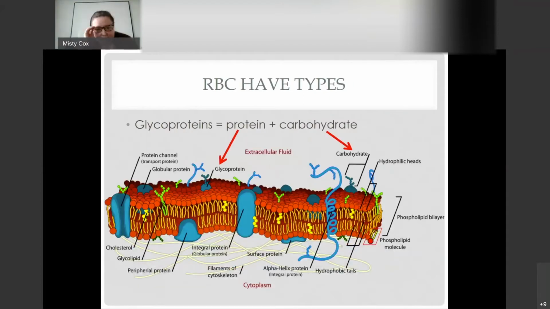So today we're going to talk about typing specifically. All red blood cells have types. We have different blood types, and those are determined by what's called a glycoprotein. A glycoprotein, all that means is a protein plus a carbohydrate. You'll see the little globs on the outside of the cell. Where the red arrows are pointing, it's a protein and a carbohydrate or a sugar, and that determines the type. Next slide.